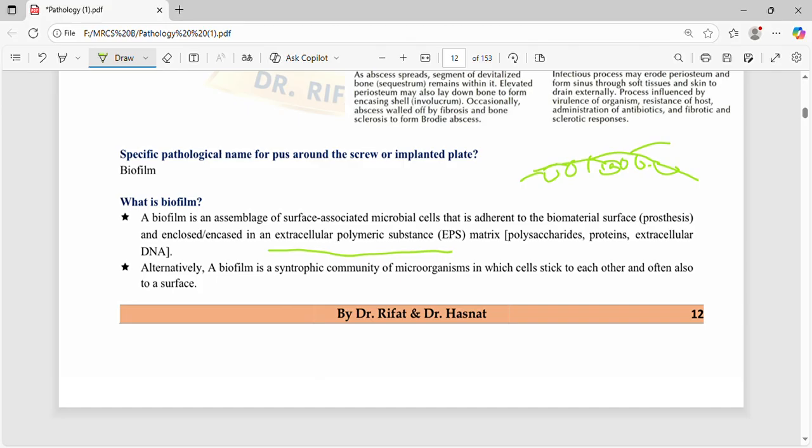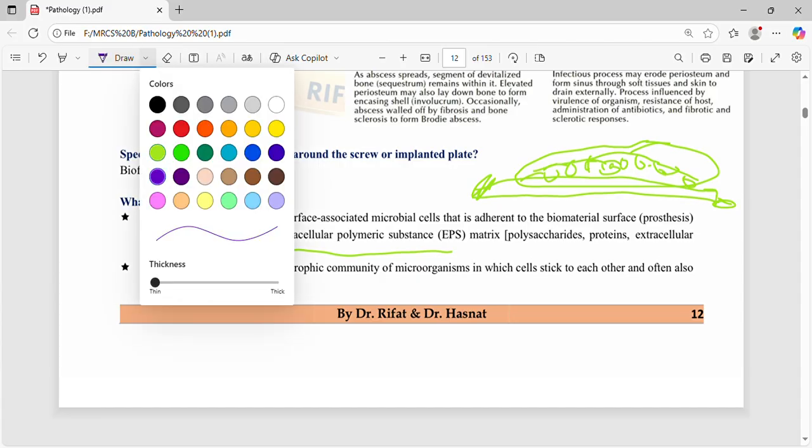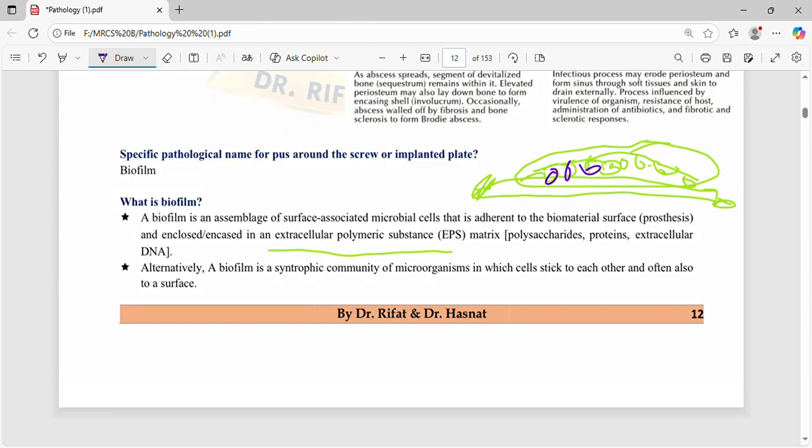So this is the colony, or the assembly of the microorganisms, attached to the prosthesis. Let's suppose this is a nail or external fixator. This is combinedly called biofilm. So it has the microorganisms, assembly, and the extrapolymeric substance enclosing them, which is made of polysaccharide, extracellular DNA, proteins, and attached to the external fixator.